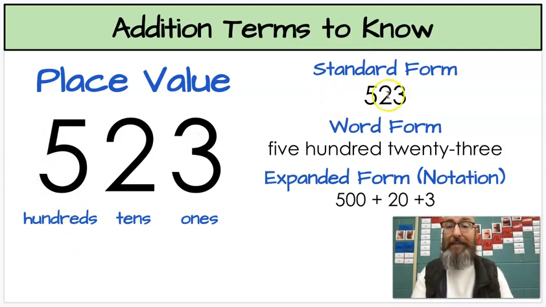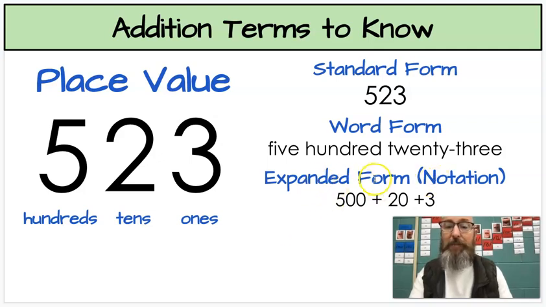And writing a number like this is called the standard form for writing a number. We put it in words: five hundred twenty-three. Notice there's no "and" there. It's not five hundred and twenty-three. Because when you say "and" in math, that usually means a decimal point, and we don't have a decimal there.